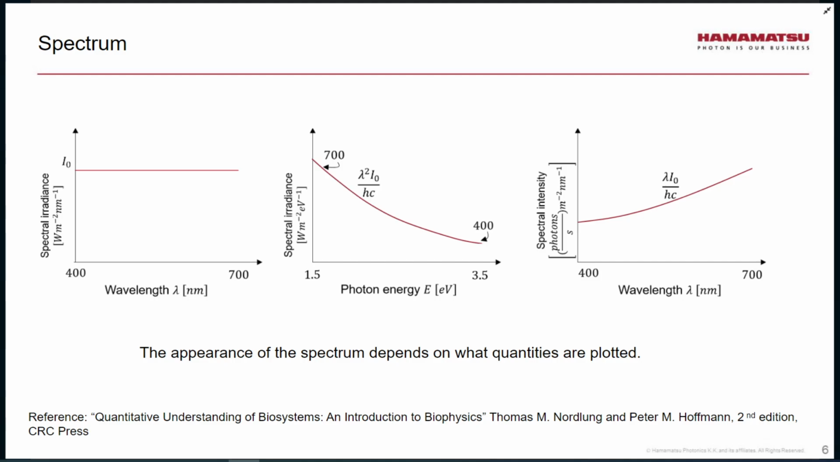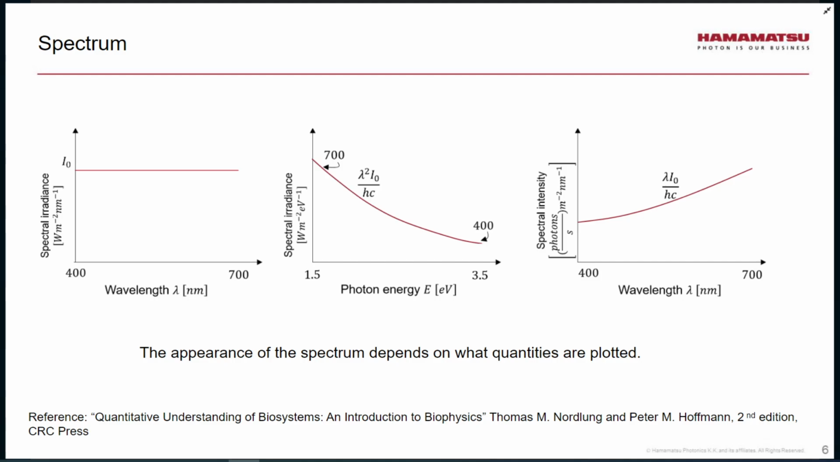On the left-hand side, we have spectral irradiance that we learned about before as a function of wavelength. I chose a source of light which is probably not very realistic, but I wanted to make a point. It's one where spectral irradiance is constant with respect to wavelength.